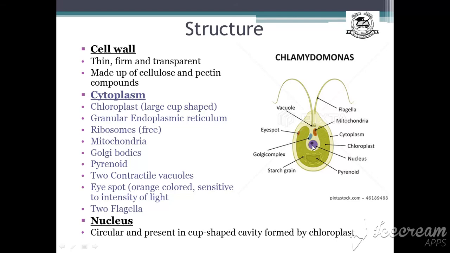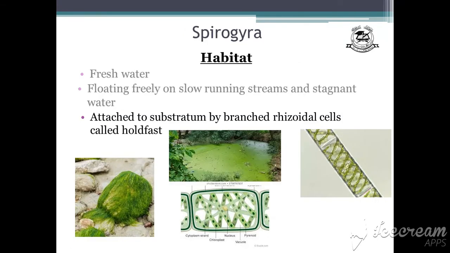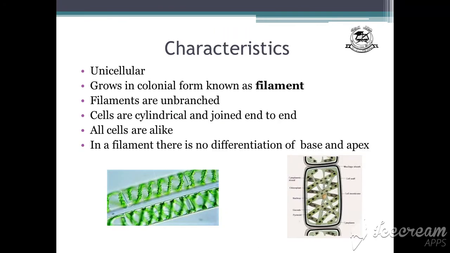Now next we start Spirogyra. Its habitat: it is a green freshwater alga usually found floating freely on slow running streams and stagnant water. You can see this water. It is rarely attached to the substratum by branched rhizoidal cells called holdfast. You can see it can be attached. Alright, and this is its structure, and next we are going to first discuss the characteristics.